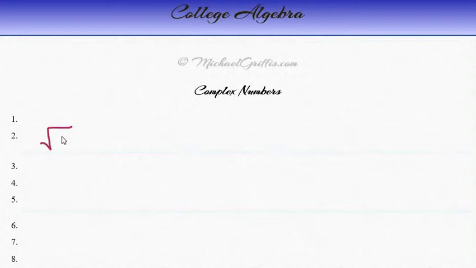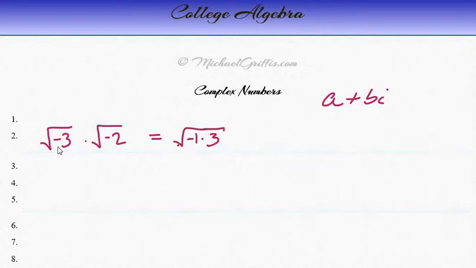Let's say we have the square root of -3 times the square root of -2. Okay, we want to write this now, remember. What do we want to do? Write it in A plus Bi form? Well, we could if we wanted to. But let's see what we get when we multiply these guys together. Remember, this can be rewritten as the square root of -1 times 3, times the square root of -1 times 2.